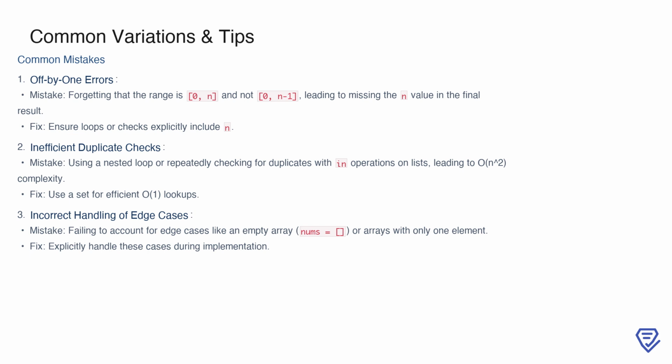Another mistake is relying on inefficient duplicate checks, like using nested loops or repeatedly searching for values in a list. These approaches can quickly escalate the time complexity to O(n squared). Instead, use a set to perform O(1) lookups. Lastly, edge cases like an empty array or an array with only one element are often overlooked. If these aren't handled explicitly, your solution might fail, so make sure to account for them in your implementation.